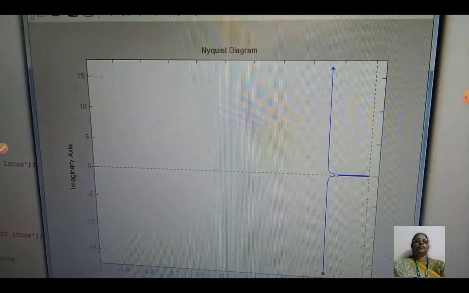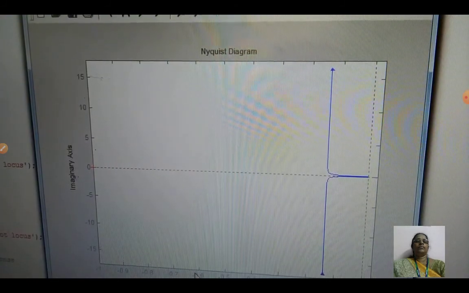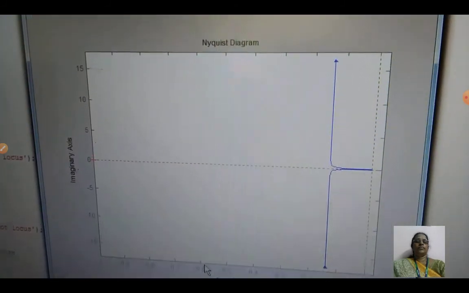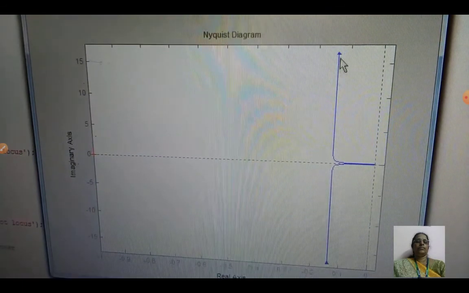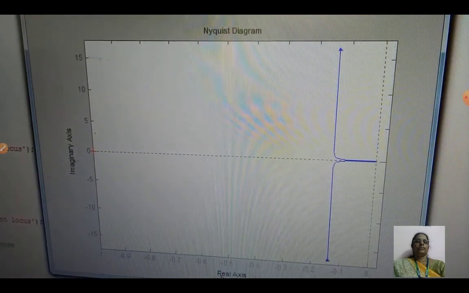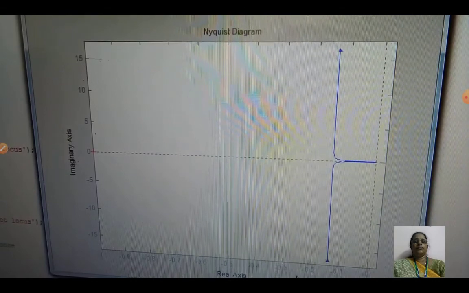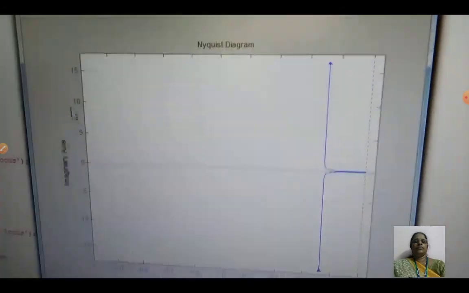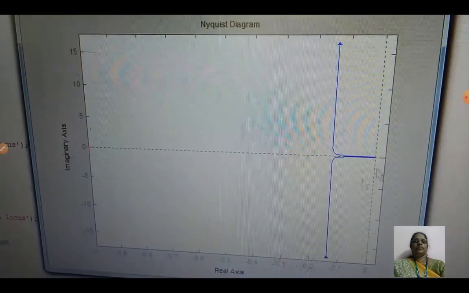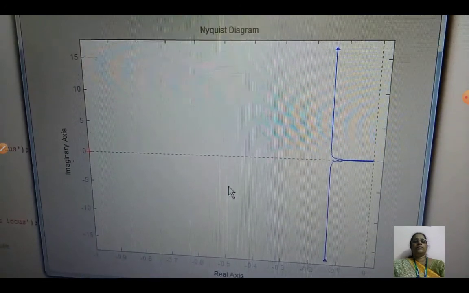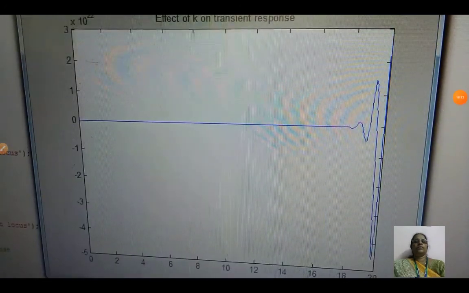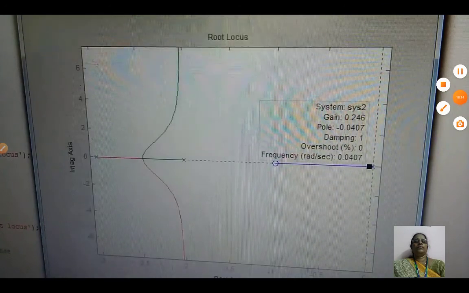The last output is the Nyquist plot. For the given transfer function, we draw the Nyquist plot. The real part is the x-axis and the imaginary part is the y-axis. We can draw the diagram. This is the Nyquist plot. So this is the graph, the output of the given transfer function.